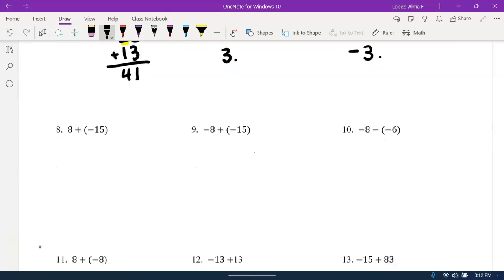8 plus -15, same rule. Subtract them. 15 minus 8 is 7. Because the larger number is negative, so is our answer.